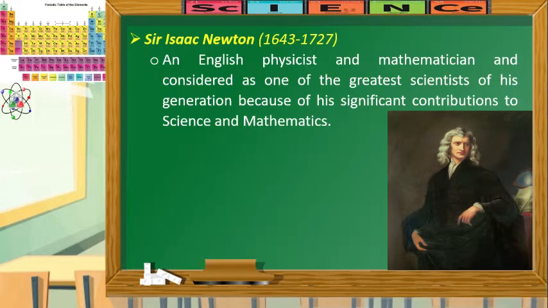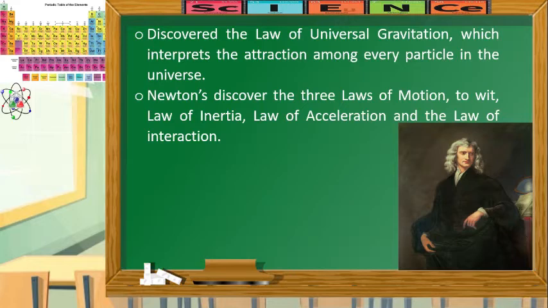Sir Isaac Newton, 1643 to 1727, an English physicist and mathematician, considered as one of the greatest scientists of his generation because of his significant contributions to science and mathematics, discovered the law of universal gravitation, which interprets the attraction among every particle in the universe. Newton discovered the three laws of motion, to wit, law of inertia, law of acceleration, and law of interaction.